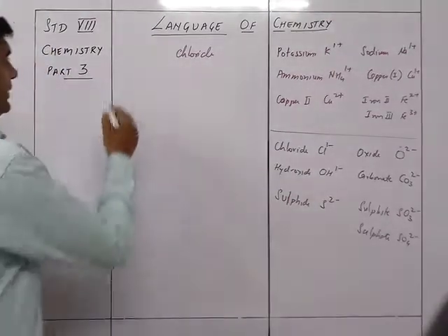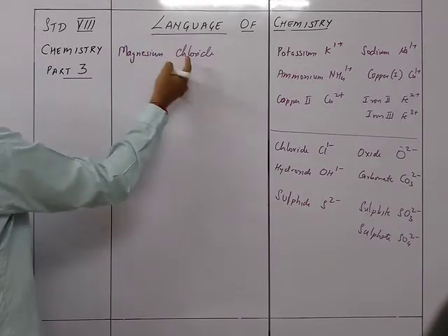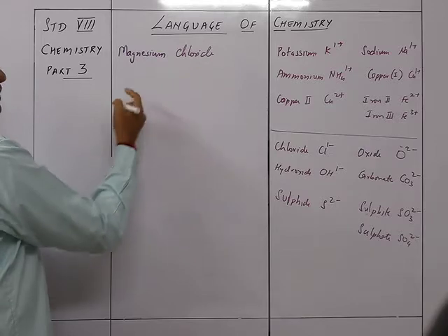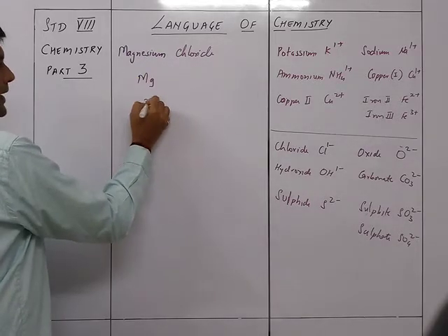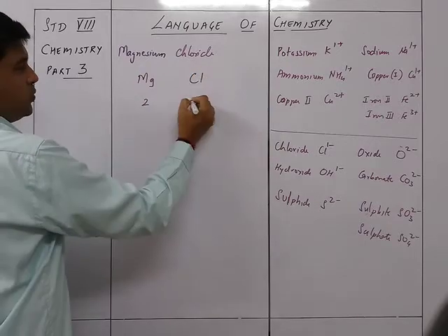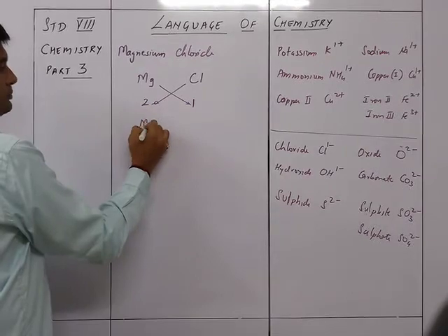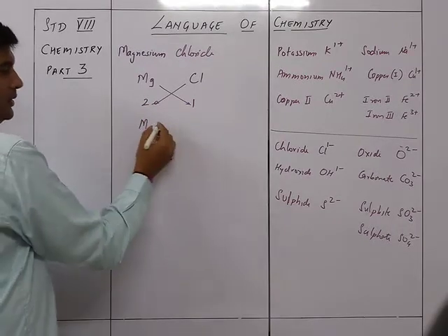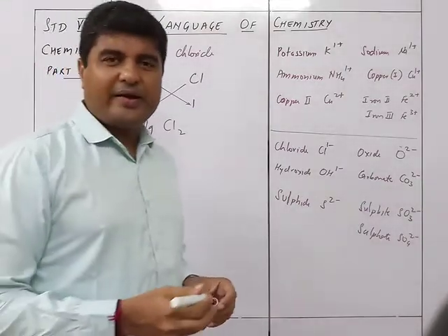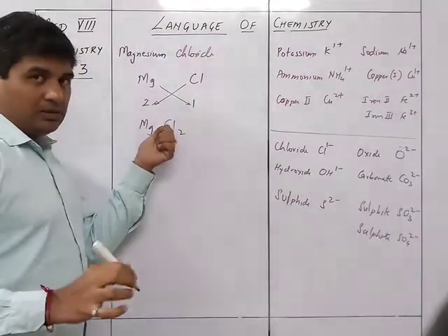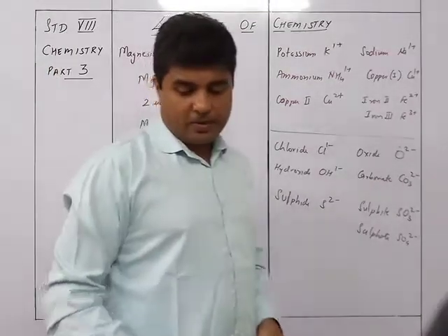Okay, let's take over here magnesium chloride. Magnesium is Mg2, and chloride, we know, is 1. When we cross multiply, we get Mg1 and Cl2, but we will not write the 1. One is understood. If I don't write anything over here, it means it is 1. So MgCl2 is the name of the compound.